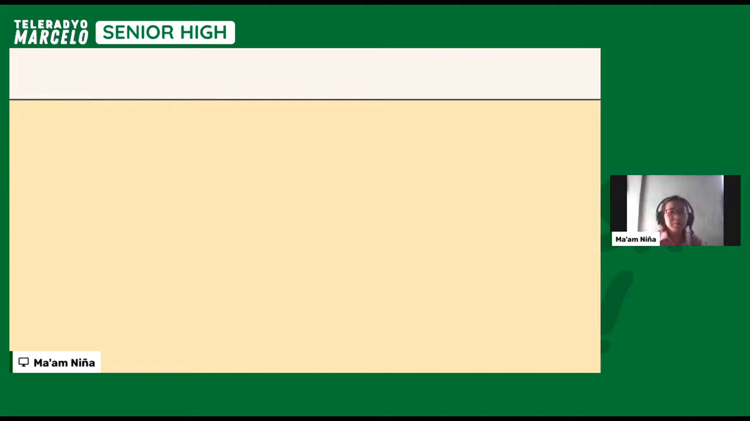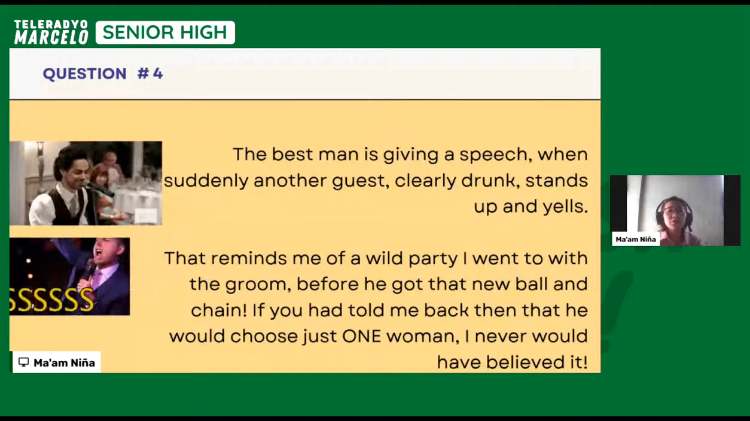The best man is giving a speech when suddenly another guest, clearly drunk, stands up and yells, "That reminds me of a wild party I went to with a groom before he got that new ball and chain. If you had told me back then that he would choose just one woman, I never would have believed it."